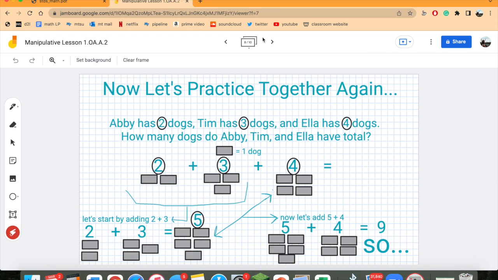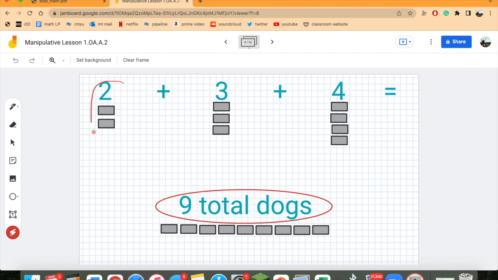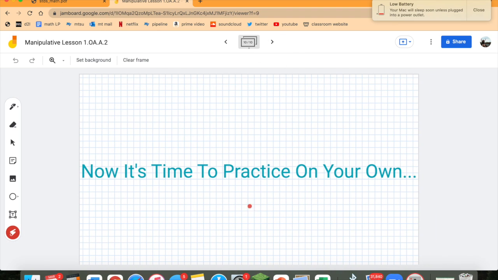So 2 plus 3 plus 4 equals 1, 2, 3, 4, 5, 6, 7, 8, 9 total dogs. So boys and girls, you've seen 2 examples of how to add 3 whole numbers together. So now it's time to practice on your own.